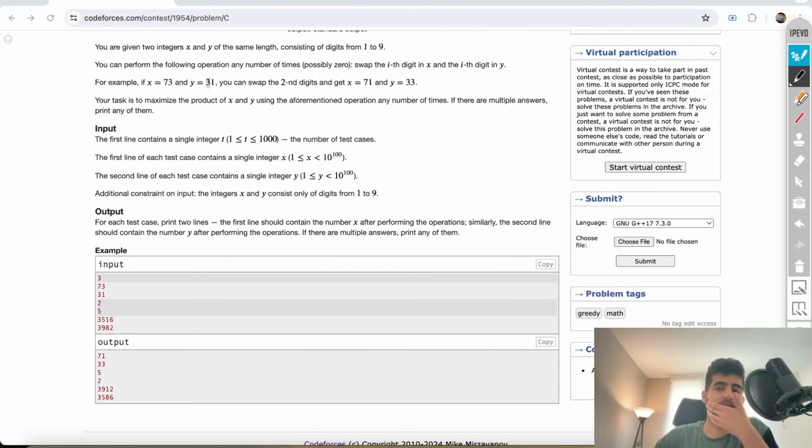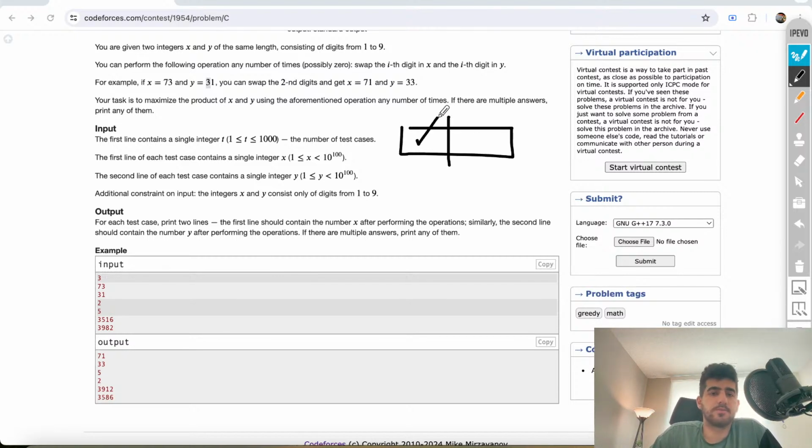Okay, so what do we say? We start from the first digits. If both of them are equal, we continue until they differ. If both digits are equal, we can't do anything, everything is the same, so they are okay.